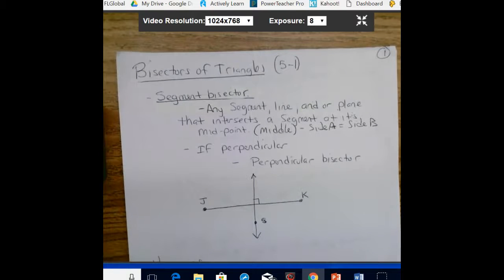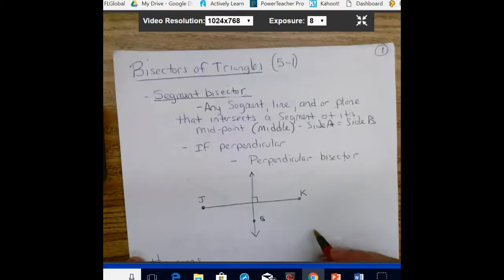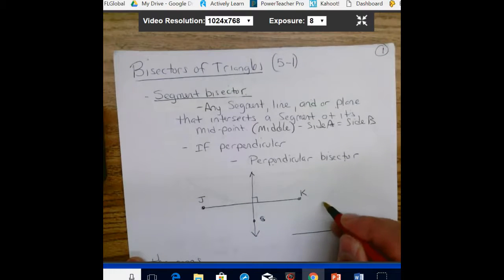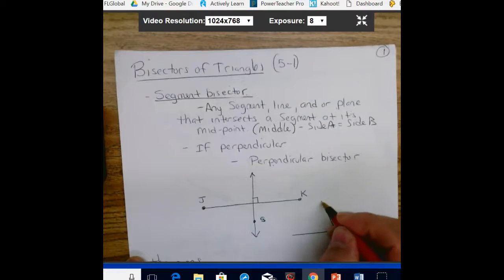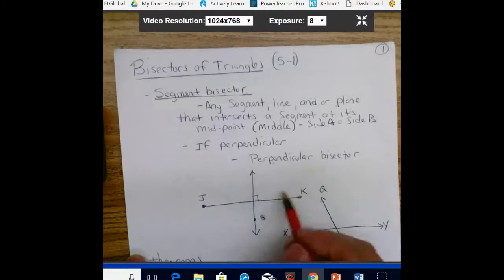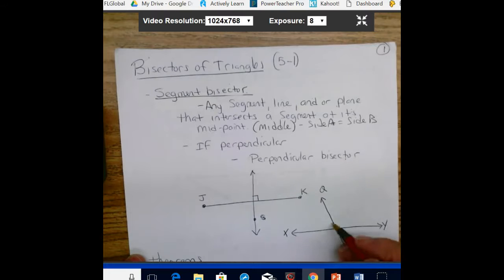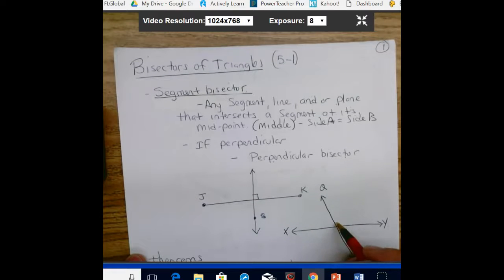Okay. And they can be perpendicular, and if they are perpendicular, we call it a perpendicular bisector. But we could have one like this, where we have line QR bisects line XY, and this could cut XY in half perfectly, and it doesn't have to be perpendicular. But when it's perpendicular, it's called a perpendicular bisector. When it's not perpendicular, this is at a different angle than 90, it's just called a bisector, a segment bisector.